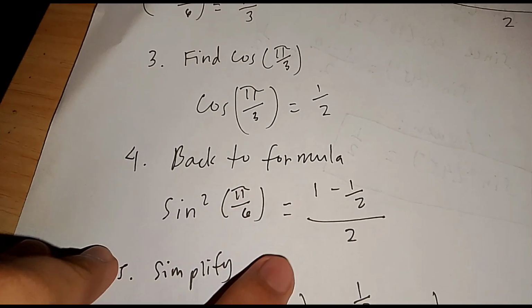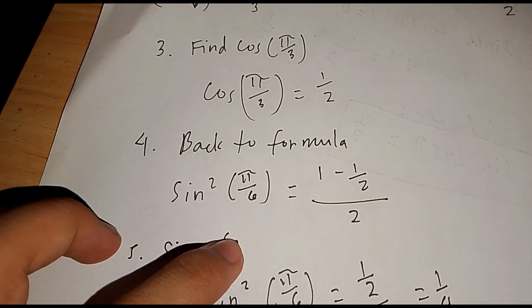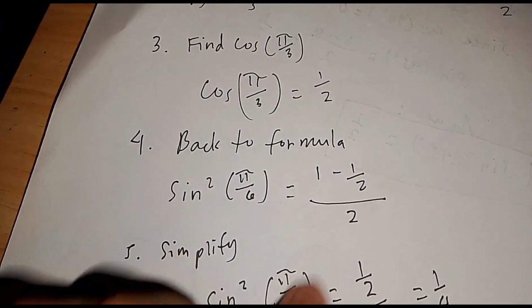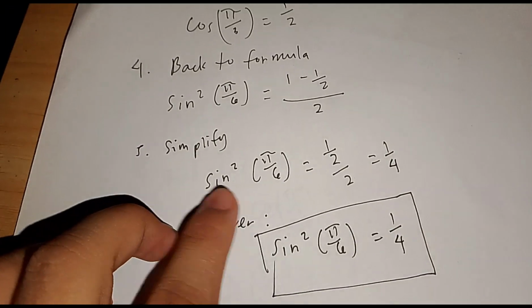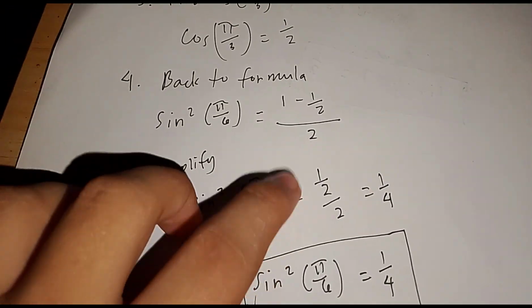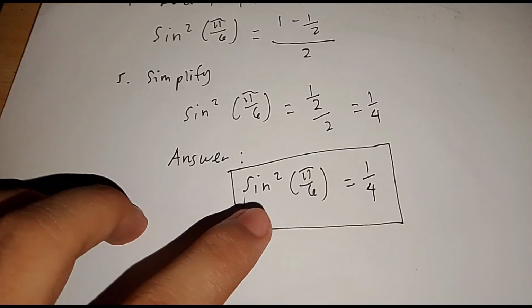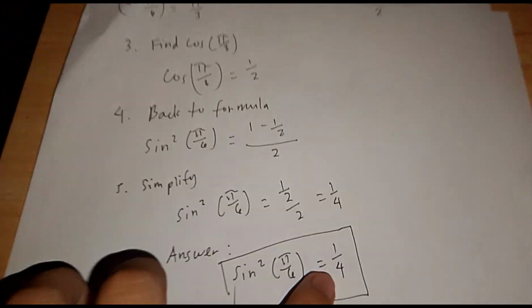Back to the formula: sine squared pi over 6 equals 1 minus 1/2 over 2. Simplify: sine squared pi over 6 equals 1/2 over 2, which equals 1/4. So the answer is sine squared pi over 6 equals 1/4.